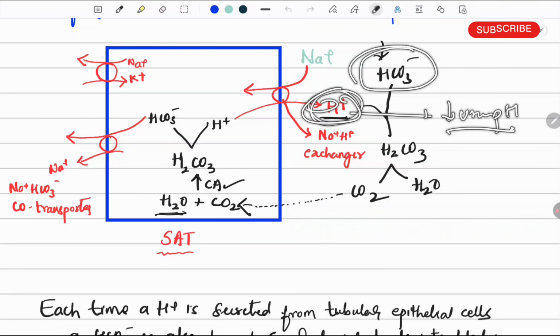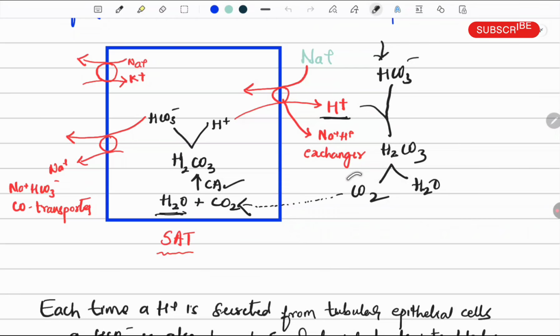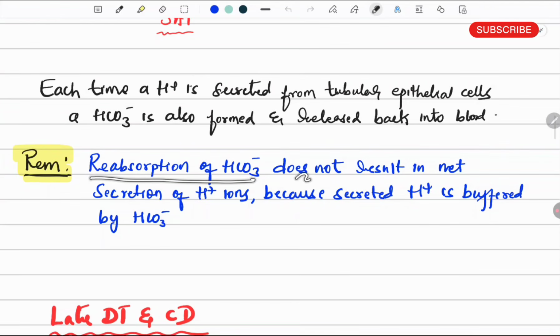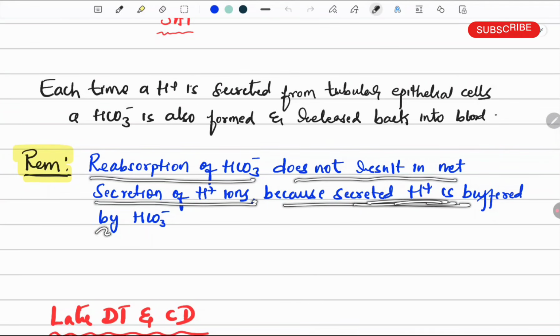This secreted H+ is immediately buffered by the bicarbonate, and again it is going to break down into carbon dioxide, which is again leading to the formation of the bicarbonate. That is what this sentence means. Reabsorption of bicarbonate does not result in net secretion of H+ ions because the secreted H+ is buffered by the bicarbonate.